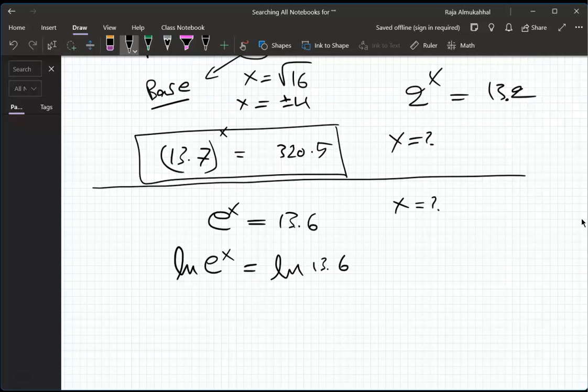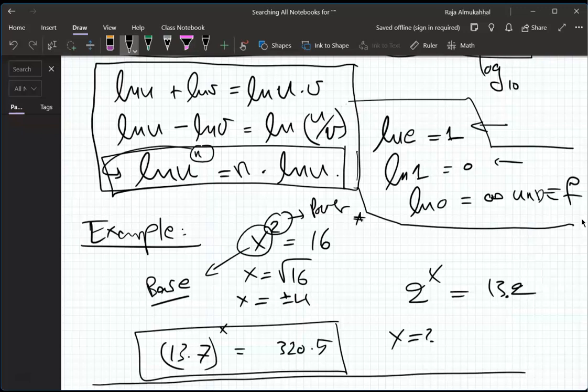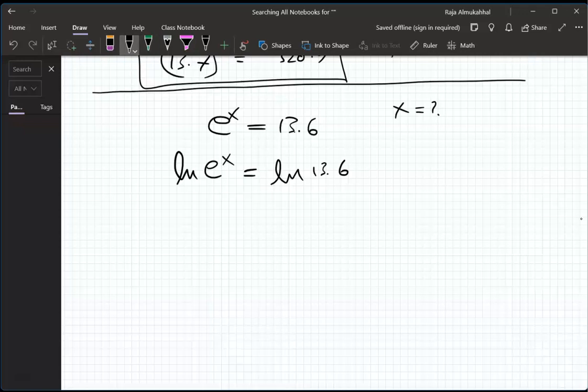And then you want to use the characteristics of natural log, specifically the third one here. Look at that. It says natural log of u to the power of n. That power becomes the coefficient of natural log. And keep in mind, natural log of e right there is equal to 1. So let's utilize this. Look what will happen here. This x, let me just use a different color.